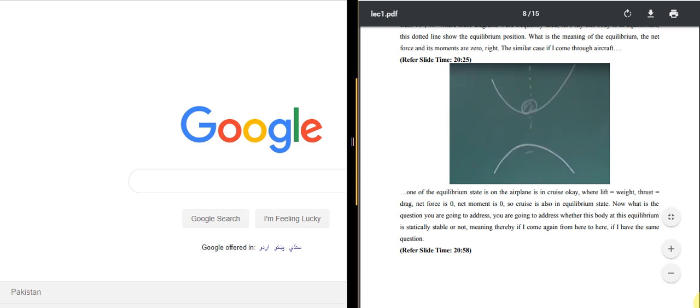One of the equilibrium states of the airplane is in the cruise, where lift is equal to weight, and thrust is equal to drag. Yes, this is the LD ratio. The net force is zero, net moment is zero. The state is called the equilibrium state. So the cruise is also an equilibrium state. The professor is discussing the equilibrium state of an aeroplane when it's on the cruise. So obviously at the cruise, it's very easy to explain the equilibrium position of any object.